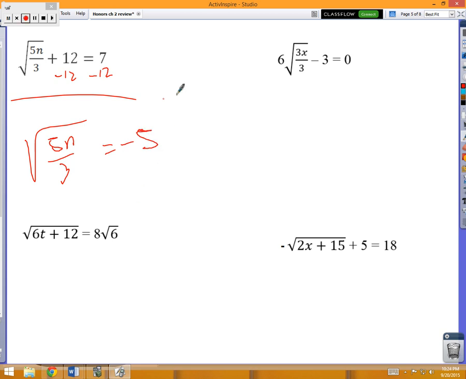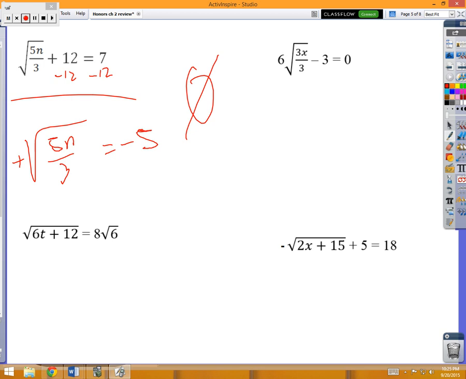Okay, now stop. This is no solution. It's a trick question, because they are asking you to find the positive root, and they're telling you that the positive root of 5n over 3 is equal to a negative, and that's impossible. Positive roots cannot equal negative roots. So trick question. If you ever have it all by itself and then a negative, you gotta stop. Okay, number 2.